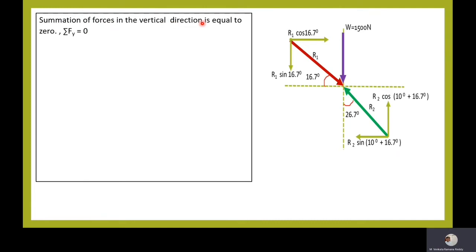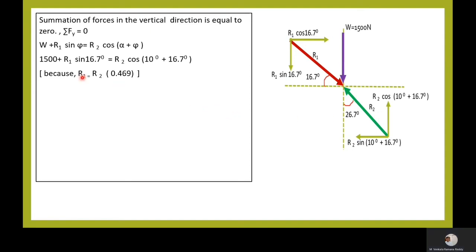Now we consider summation of forces in the vertical direction is equal to 0. That is sigma F of y is equal to 0. Here vertical forces are R1 sin 16.7 degrees, R2 cos 26.7 degrees, and W. Upward forces positive, downward forces negative. Then 1500 plus R1 sin 16.7 degrees is equal to R2 cos 26.7 degrees. Because R1 is equal to R2 into 0.469, substitute this value in this equation.